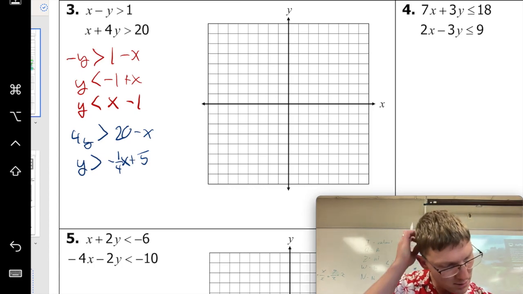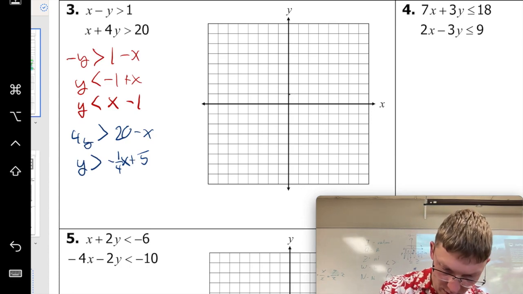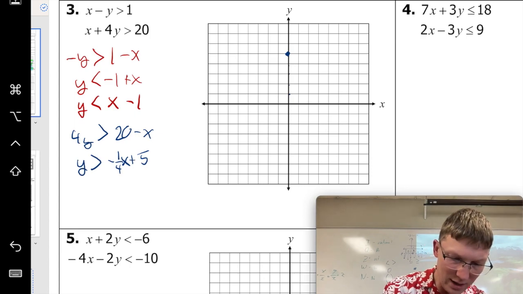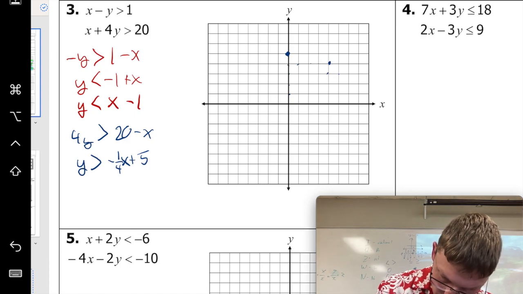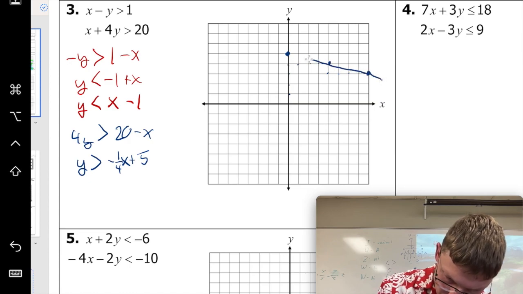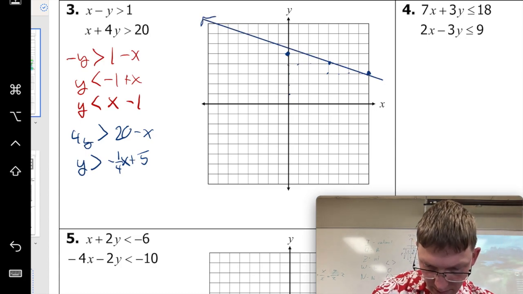So now we've got our two equations. So if I start with this blue one, we've got y is greater than 5. So 5 is going to be our y-intercept. 1, 2, 3, 4, 5. And then our slope is -1/4. So we're going to go down 1, over 1, 2, 3, 4. Down 1, over 1, 2, 3, 4. And we will draw that line. Oh, I missed, but that's okay.